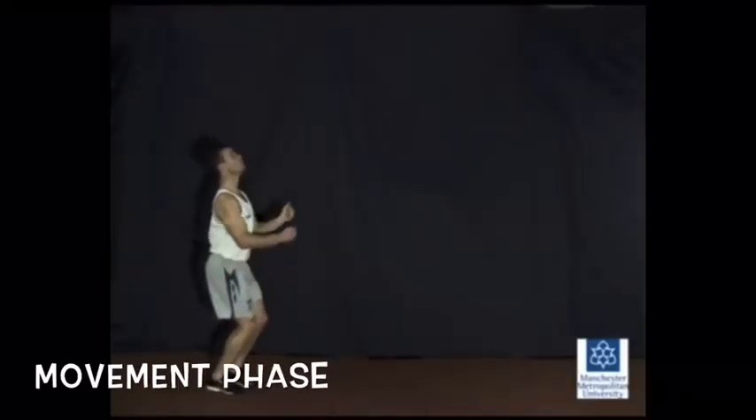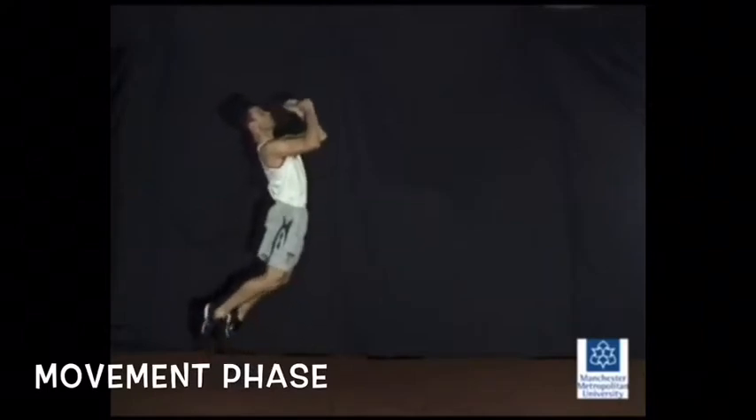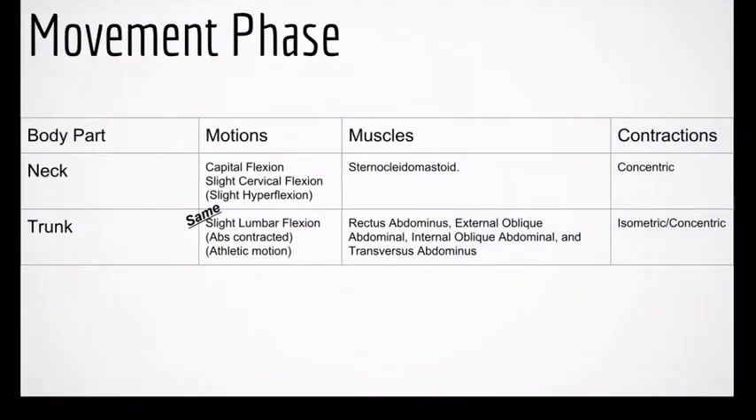For the movement phase, I analyze the athlete at the point the ball begins to leave his head. It is not until the ball leaves his head that the purpose for the jump is fulfilled and the follow-through phase can begin. At this point, the neck is in a slight hyperflexion, a concentric contraction, thanks to the sternocleidomastoid.